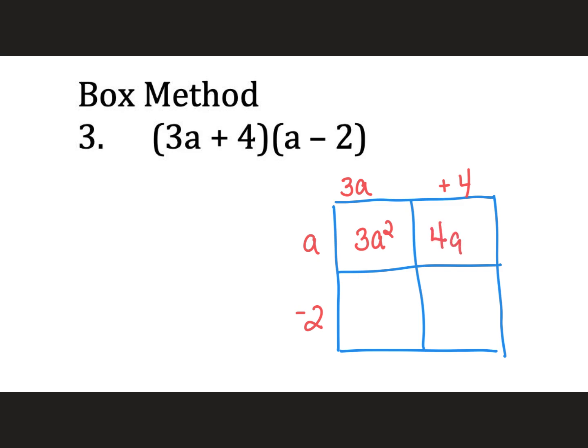And now you're going to multiply negative 2 times each of these. So 3a times negative 2 is negative 6a. And lastly, negative 2 times 4 is negative 8.